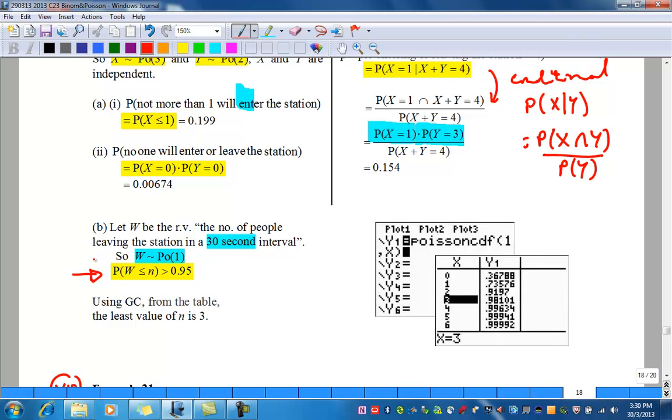And using a GC, by keying in y1 as Poisson CDF and lambda as 1 with x unknown, and calling out the table of values as seen in the screenshot, you need to look out for values of x where the probability is more than 0.95, and this corresponds to 3, where it is 0.98101. Therefore, using a GC and from the table, the least value of n is 3.